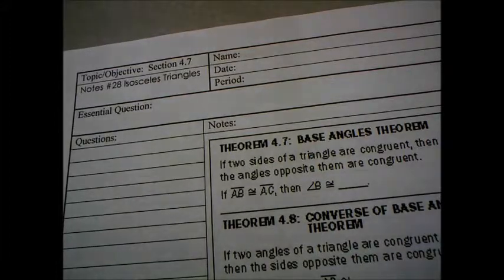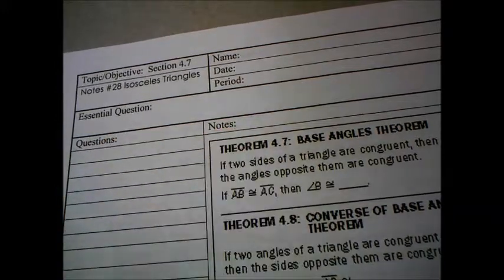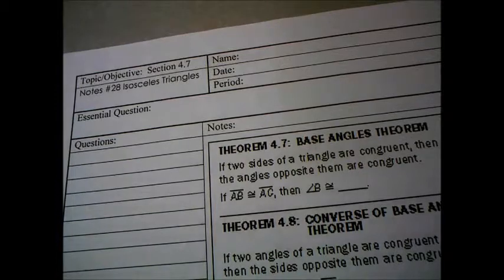Alright, this is notes for geometry, notes 4.7, notes number 28, isosceles triangles, and I forgot to put essential questions, so don't worry about it. This one's easier than any we've done this chapter.